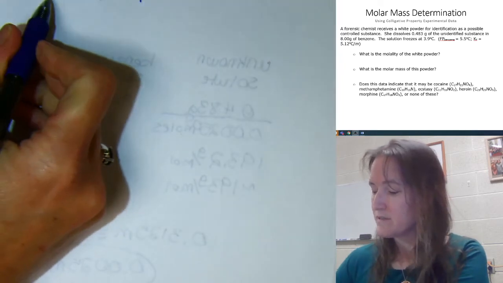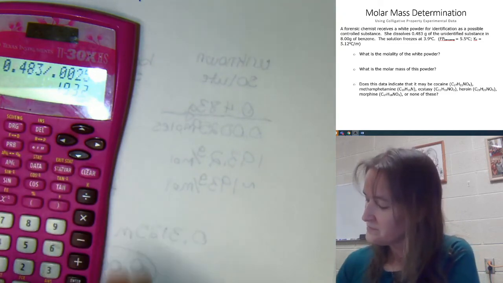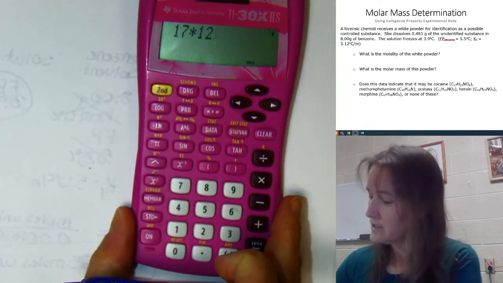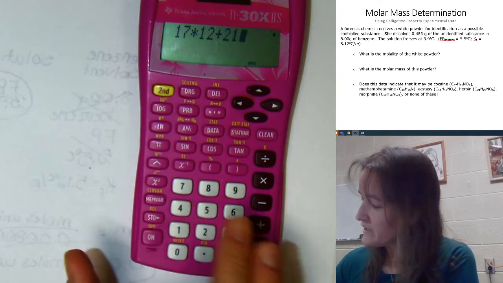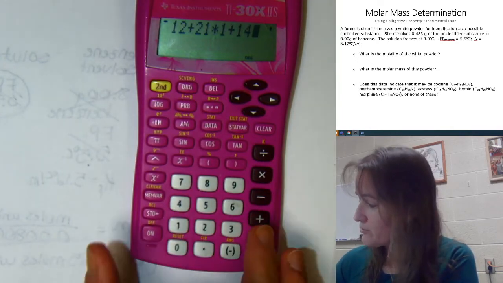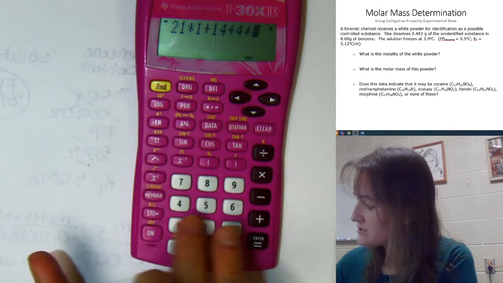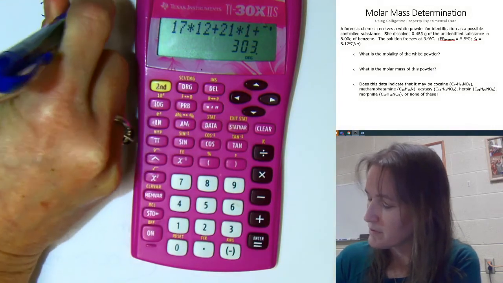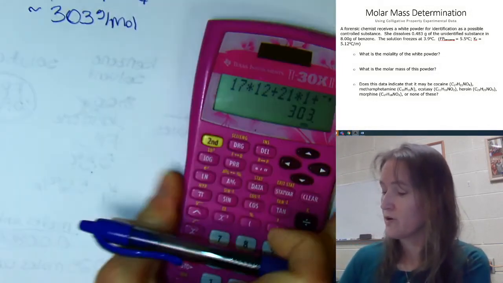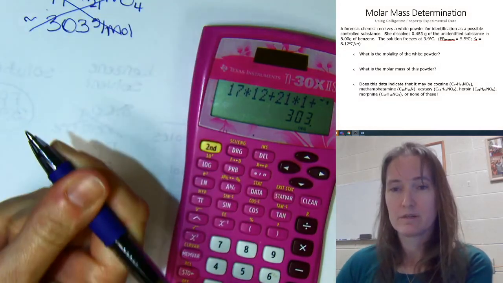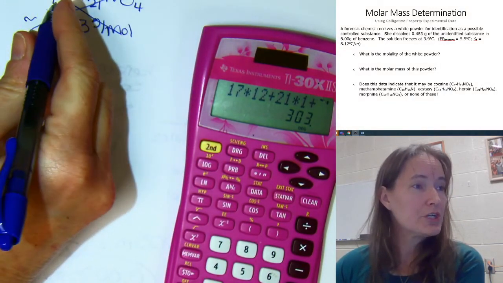has a total of 17 carbons, 21 hydrogens, 1 nitrogen, and 4 oxygens. Okay, so if we have 17, and we use about 12 for the carbon, we have 21 hydrogens, and each one's about 1. We have 1 nitrogen that's about 14, and we have 4 oxygens that are around 16. We get a total of 303 grams per mole. Okay, so ours was 193. So that one is not going to be cocaine. Then we can move on to methamphetamine.